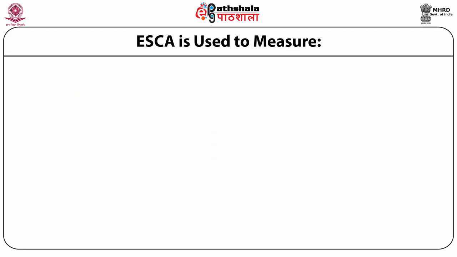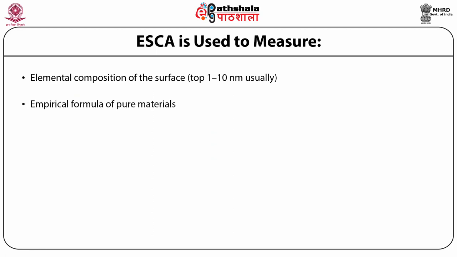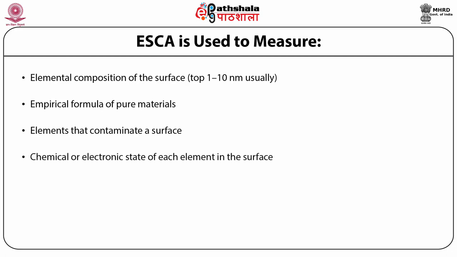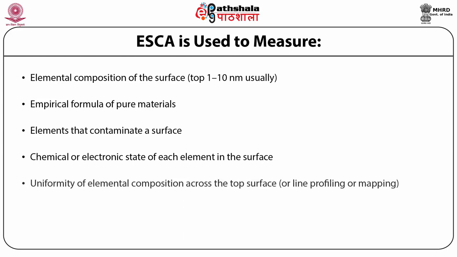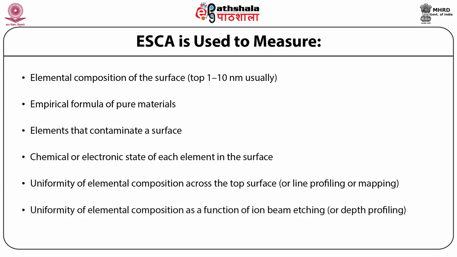ESCA is used to measure the elemental composition of the surface, the top 1 to 10 nanometer, usually the empirical formula of pure material. Elements that contaminate a surface, the chemical or electronic state of each element in the surface, uniformity of elemental composition across the top surface, or lining, profiling or mapping, uniformity of elemental composition as a function of ion beam etching or depth profiling.